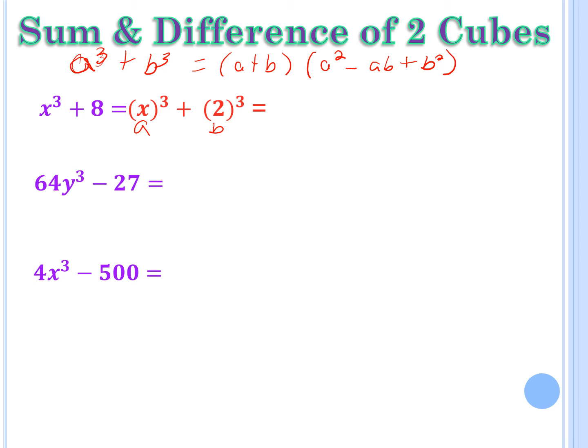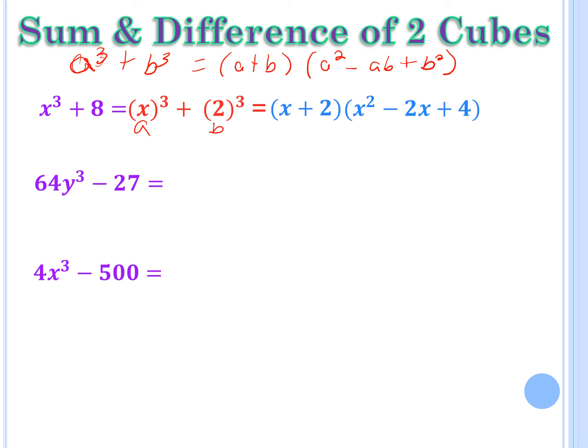Now I'm ready to write my formula. Well, it says a plus b, so that's going to be x plus 2. Now, for the next parentheses, it says I take a and square it. Well, a is x, so that's x squared. It's plus, so it's minus. Then it's a times b, 2x, and then it's plus b squared, so 2 squared is 4. And that's how you get the trinomial.